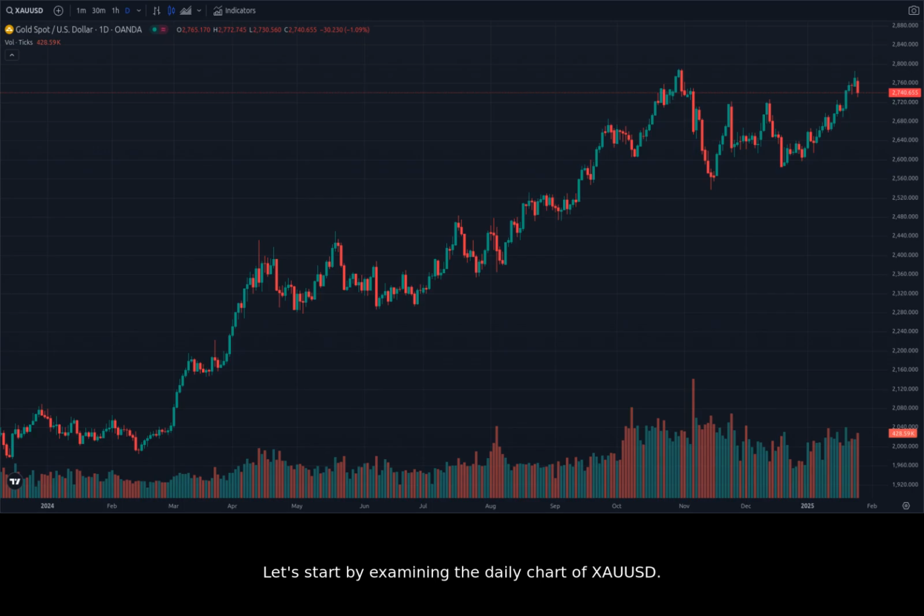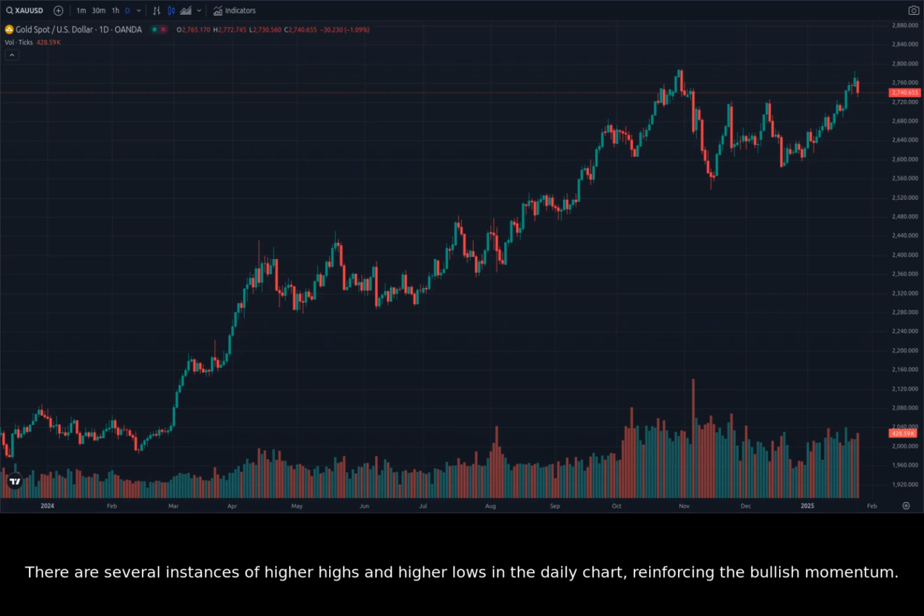Let's start by examining the daily chart of XAUUSD. We observe a noticeable upward trend over the past few months. There are several instances of higher highs and higher lows in the daily chart, reinforcing the bullish momentum.